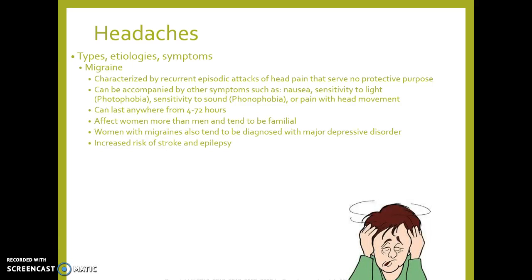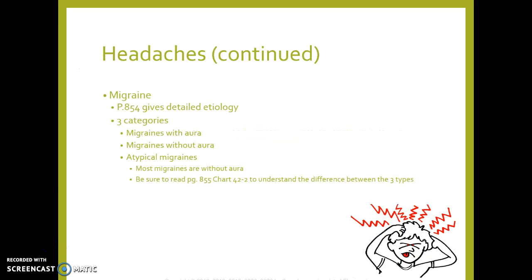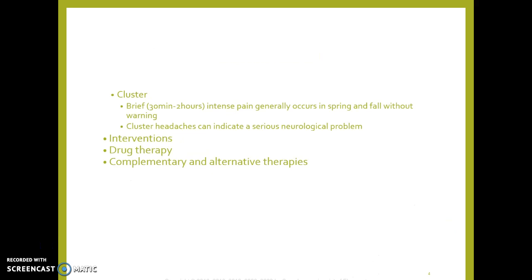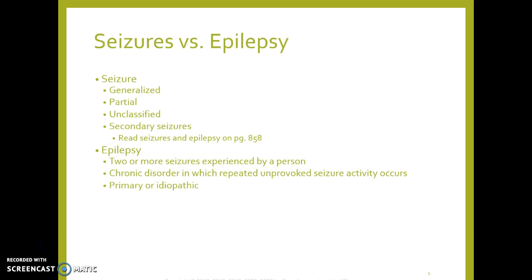So we'll go through some of this stuff. We've already done this. We already did all the headache stuff that we needed to do. Make sure you review the PowerPoints. You have page 854 with the etiology. We talked about the auras versus the non-auras. We discussed that together in class. Make sure you read chart 42.2 to understand the three types. And so we can move right past that.